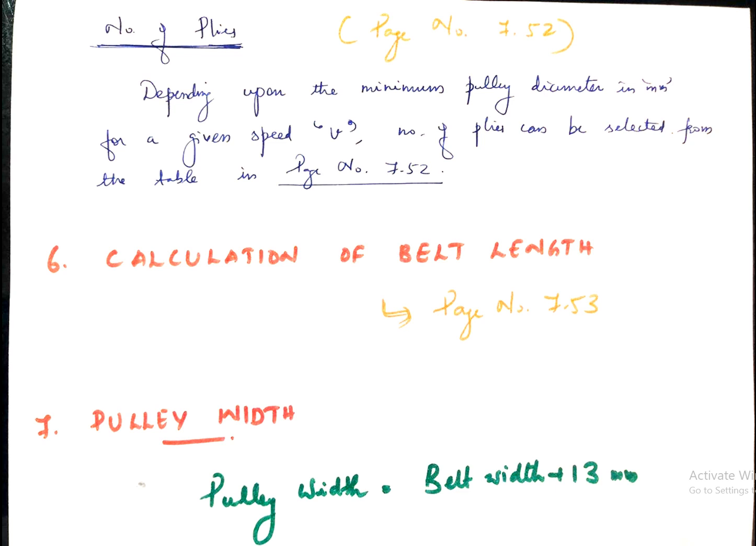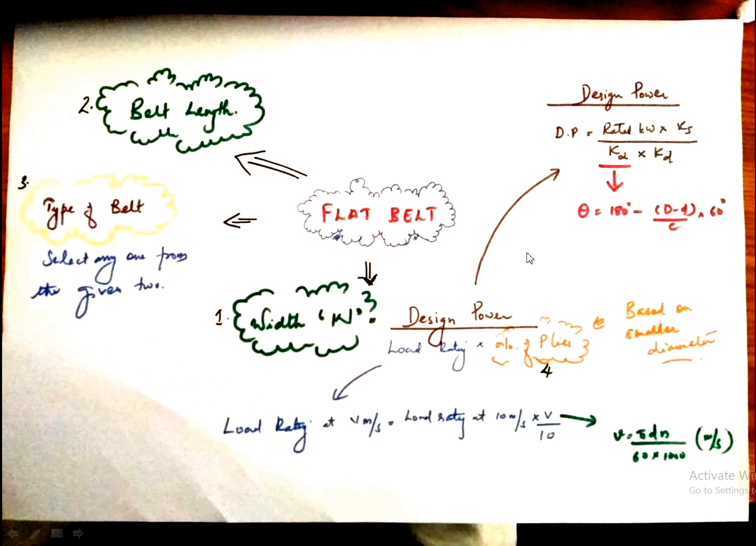Now for summarizing, let me use this diagram. So we have a flat belt. To design this flat belt, all we need to find is the basic parameters. One of the parameters is the width W, other parameter is the belt length, next one is the type of belt, and the last one is the number of plies. These are the basic parameters, and to find these parameters we are using different equations. Let us see what those are.